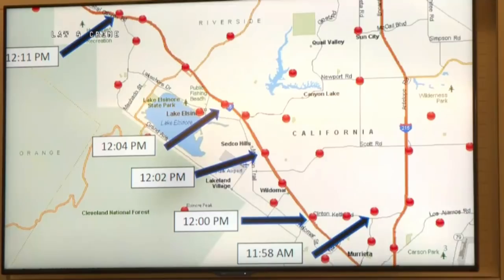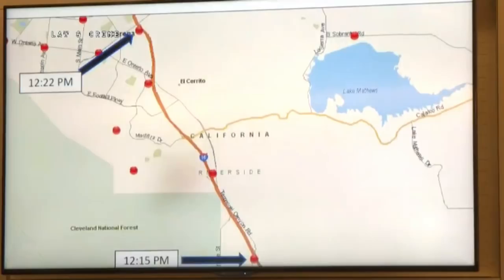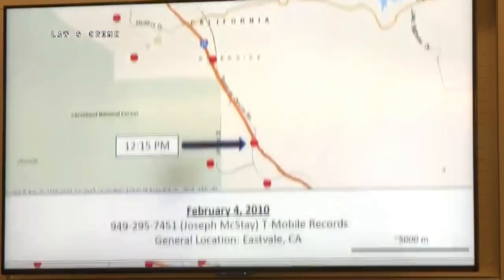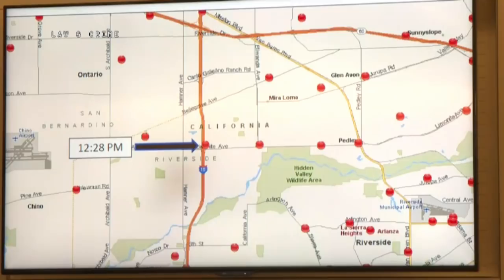And the next, I believe, is around 524? Yes. Okay. Again, this is the next series of calls now at 12:15 and 12:22 p.m. as the cell phone connects with towers in the Temescal Canyon area and then further north into the city of Corona. And 525, is that the next one? Yes, a single call at 12:28 p.m. near the intersection of Limonite Avenue and Interstate 15, which is also known as the Mira Loma or Eastvale area.